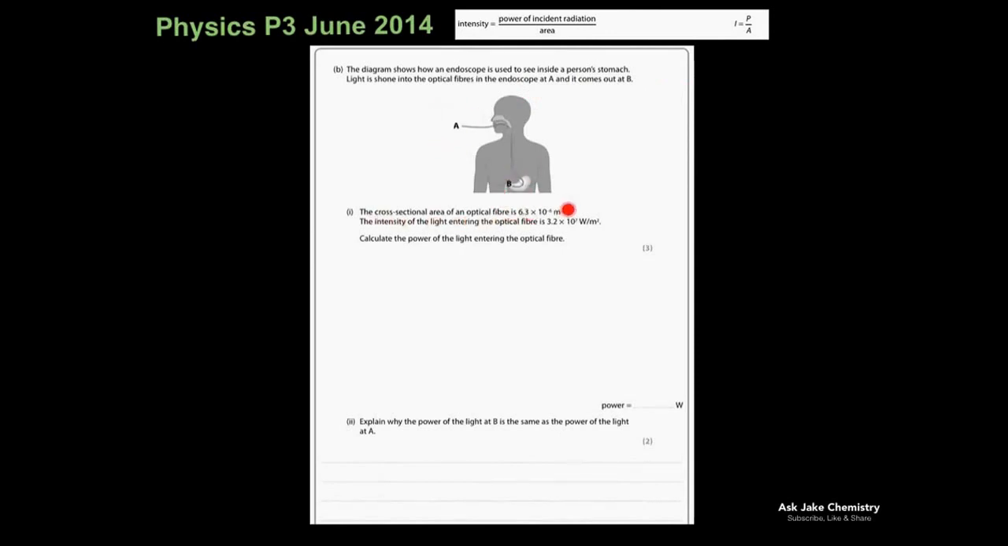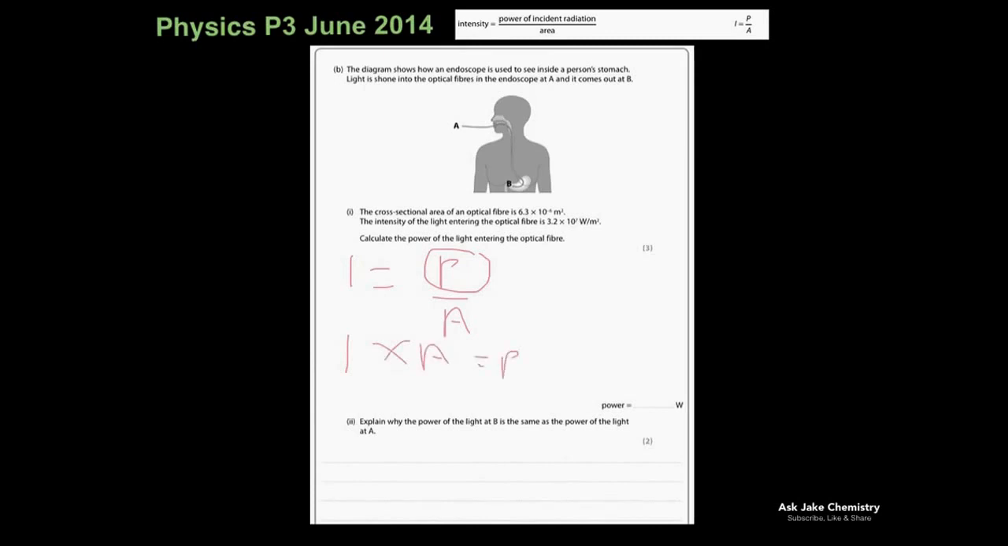It gives you the cross-section area of the optical fiber, and it gives you some numbers here, and then it gives you the intensity as well. So you look at the front of your paper, and you see this equation: intensity equals power over area. And we need to find the power. So you do intensity times area, and it gives you power.